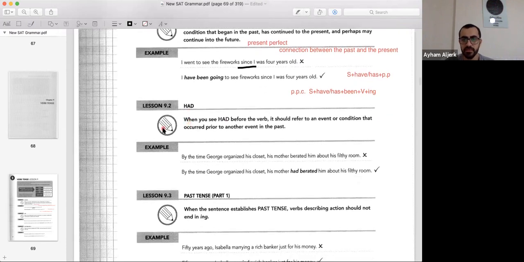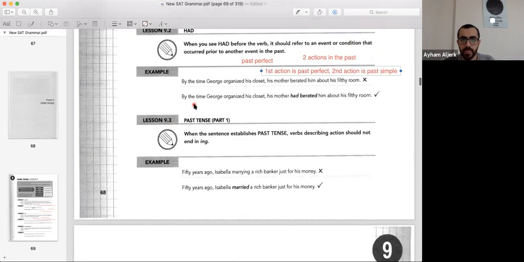Okay. Now we move to had. Again, when you see had before the verb, it should refer to an event or condition that occurred prior to another event in the past. So when we have had and the verb after it, usually we're talking about past perfect. What's special about past perfect? We have two actions in the past, one happening before the other. First action is past perfect, and second action is past simple or continuous. So as a general rule, we have two actions in the past. The first action that happened in the past is past perfect, and the second action is past simple.